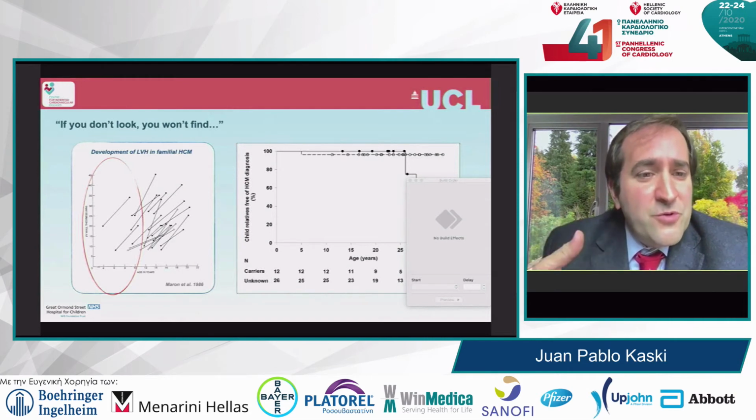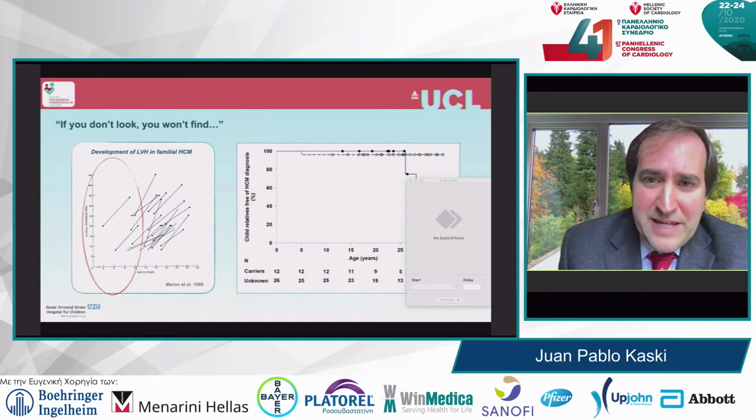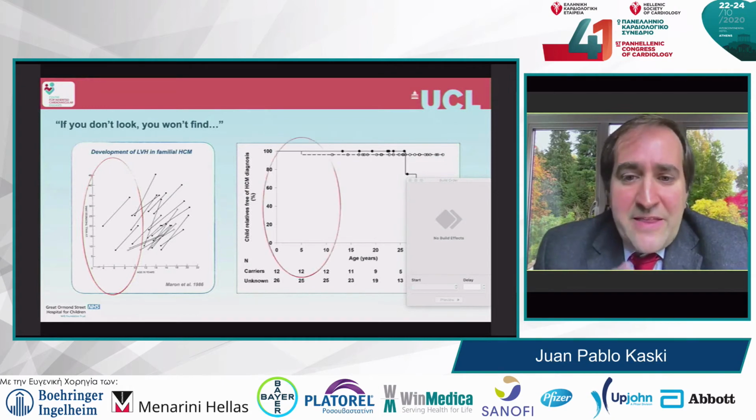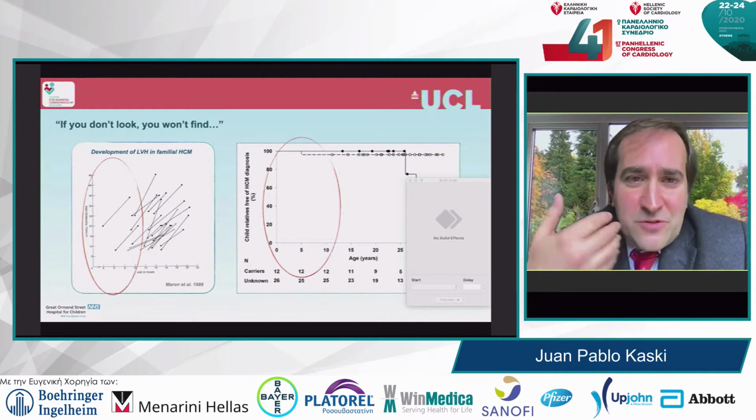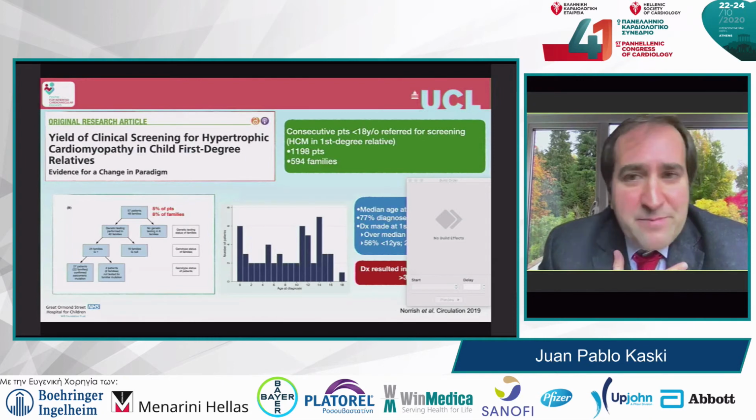And even of those that were screened below the age of 10, actually the majority of them already had left ventricular hypertrophy. So the disease was already there. And similarly with the penetrance study, there are no patients aged under 10 in this study. So of course, if you don't look for disease in young children, you won't find it. But in our experience, it's there.